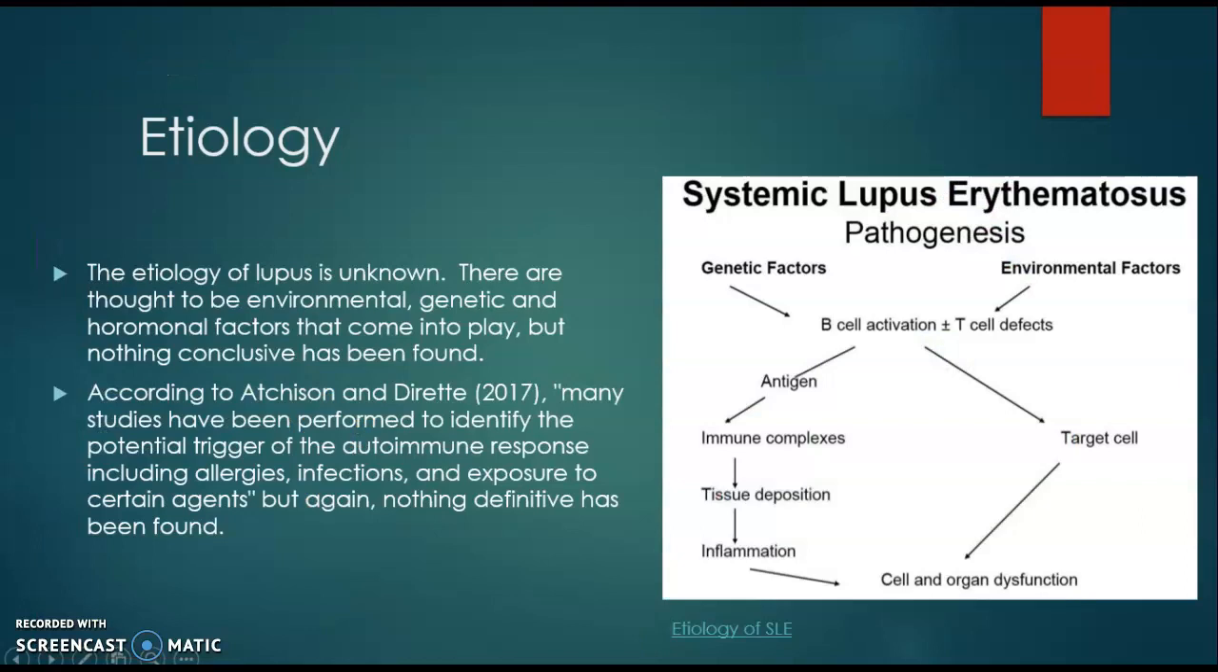The etiology of lupus is unknown. There are thought to be environmental, genetic, and hormonal factors that come into play, but nothing conclusive has been found. 9 of every 10 occurrences of lupus are in females, so researchers have started to look at the relationship between estrogen and lupus. They've also identified more than 50 genes which they associate with lupus.